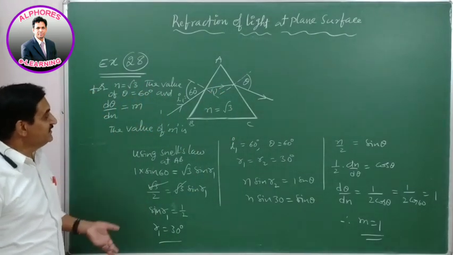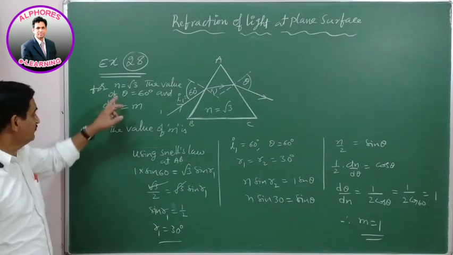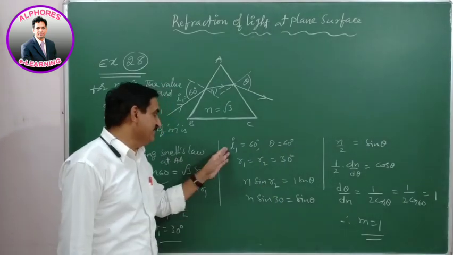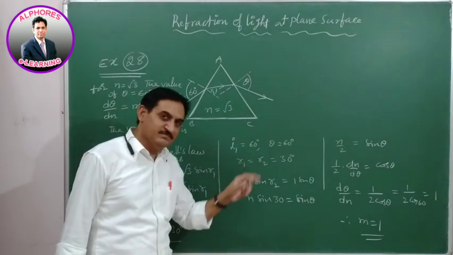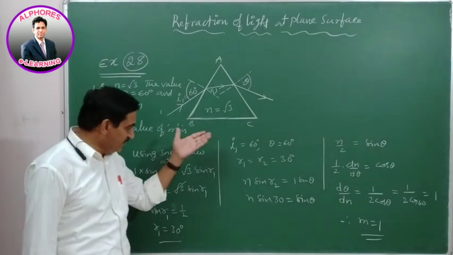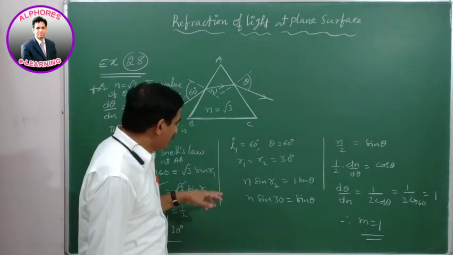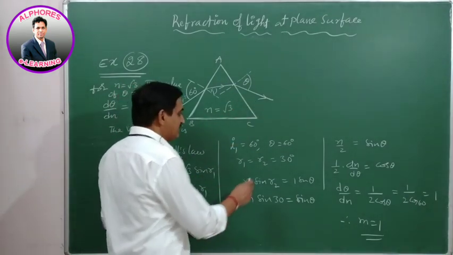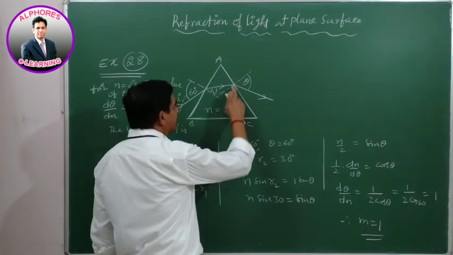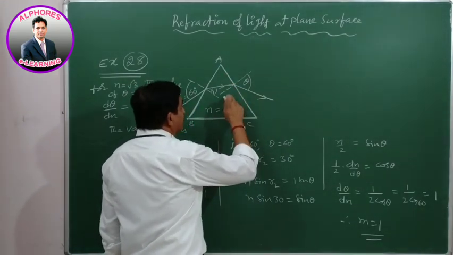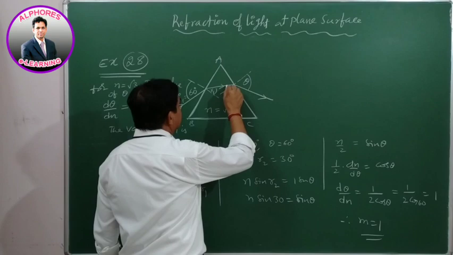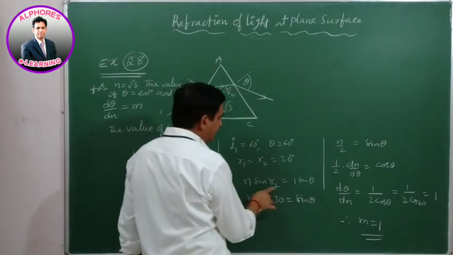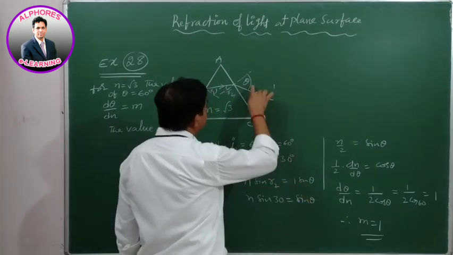Now the condition is given i1 is equal to 60 degrees, for this n is equal to root 3. Theta equal to 60 degrees means i1 is equal to i2. Therefore r1 equal to r2. This is the minimum deviation condition. Therefore, again using Snell's law at the second interface AC, inside n into sine r2, this is the angle of refraction r2, n sine r2 equal to outside 1 into sine theta.